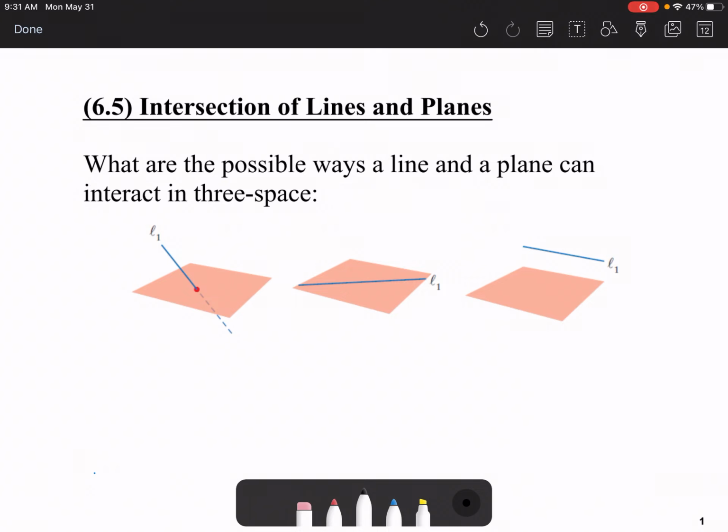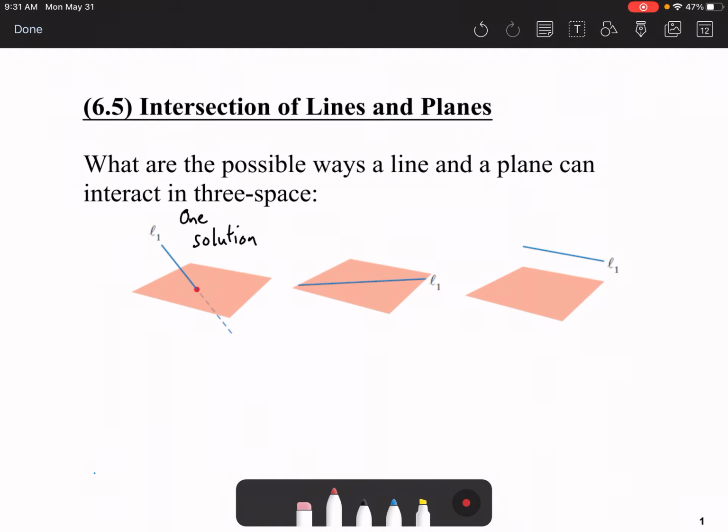Hello and welcome to Lesson 6.5, Intersections of Lines and Planes. These are the three different ways that a line and a plane could interact in three-dimensional space. In our first case, you can have one solution. That's where the line is going to intersect the plane at only one possible point.